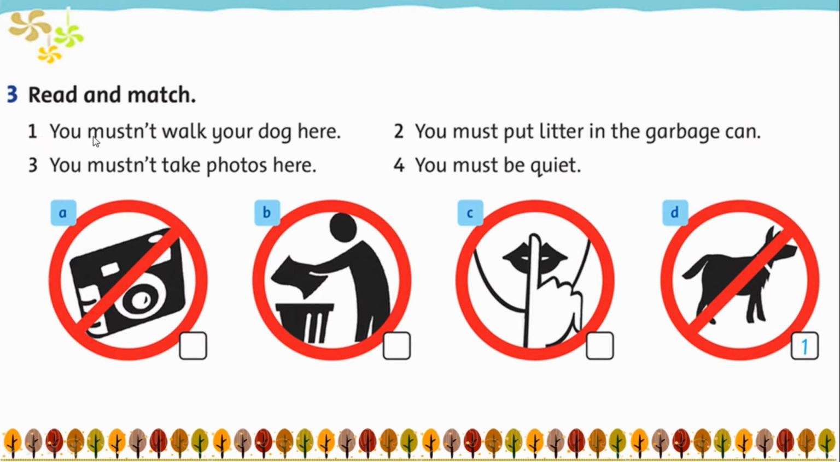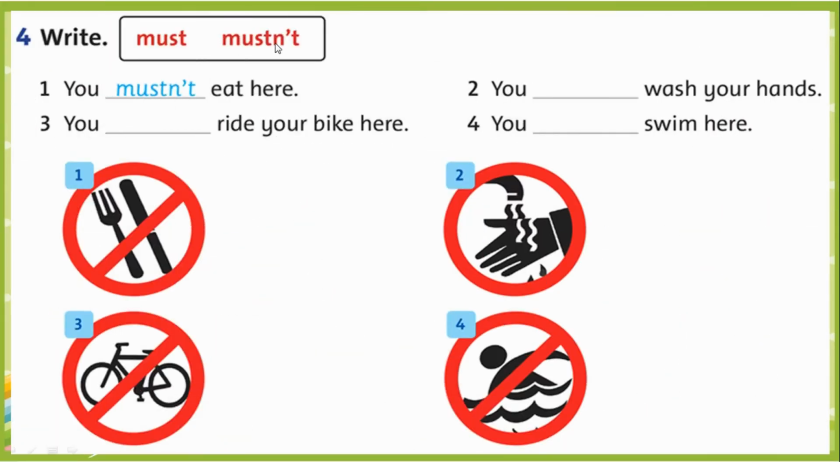Part 3. Read and match. Number 1. You mustn't walk your dog here. A, B, C, D. D is an example. Number 2. You must put litter in the garbage can. Which one do you choose? A, B, C? B, that's right. Number 3. You mustn't take photos here. A, B, C? A, right. Number 4. You must be quiet. A, B, C? C.